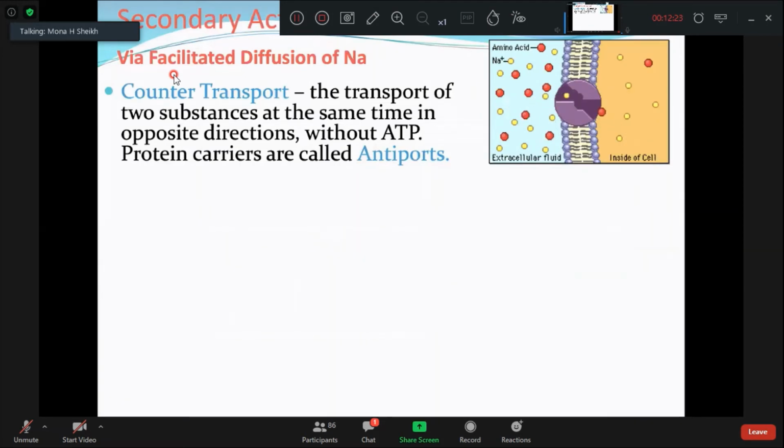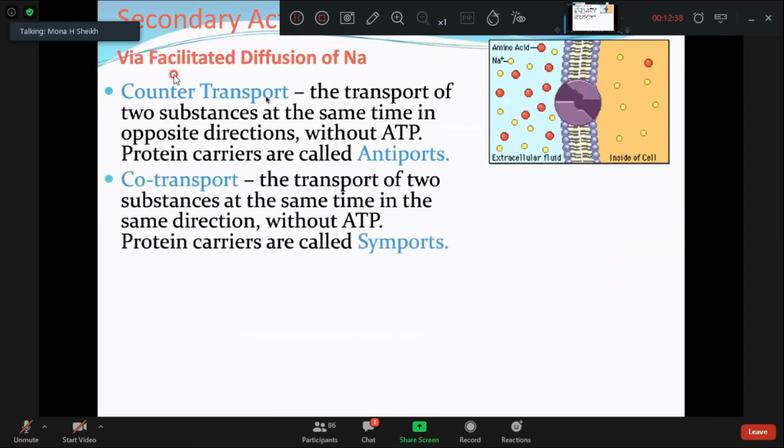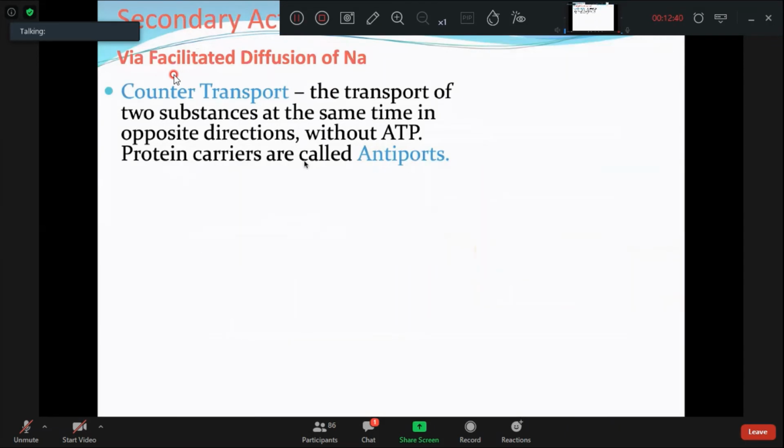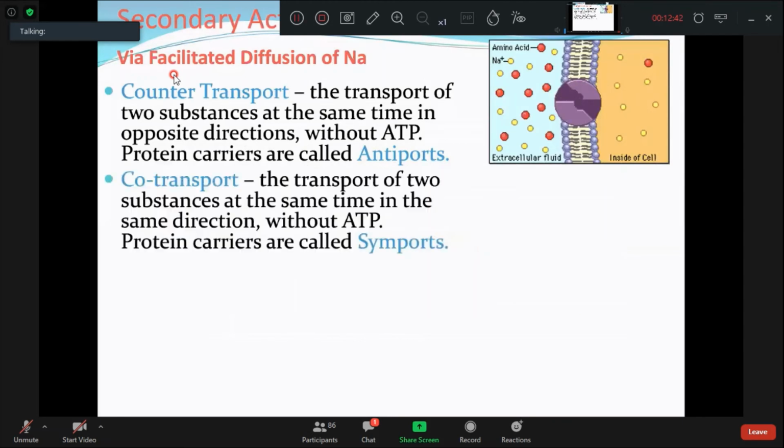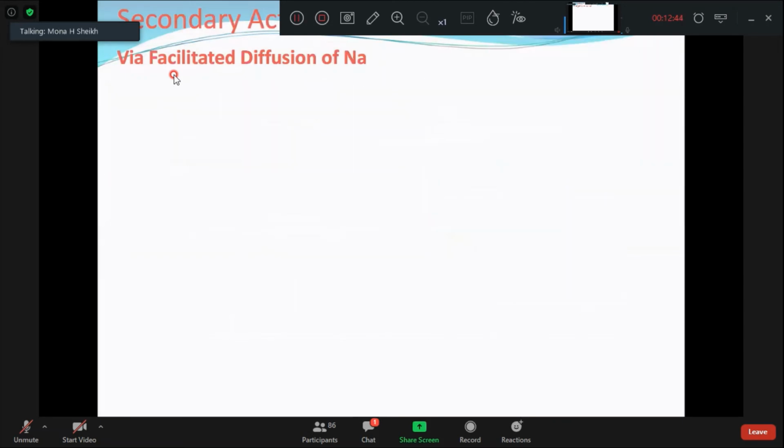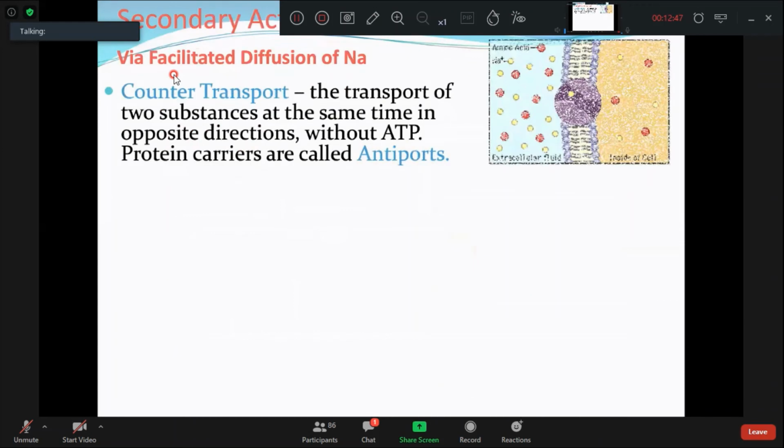Now the secondary active transport is like somebody who's depending on something else. So when I transport sodium and amino acids, they actually go together. So let me just play this back. It doesn't want to play back. Yeah, do you see it now? Sodium in, amino acid out, and they go with the same carrier.